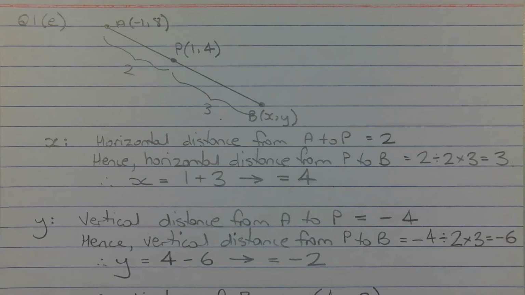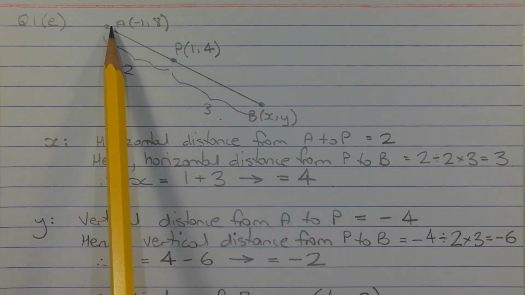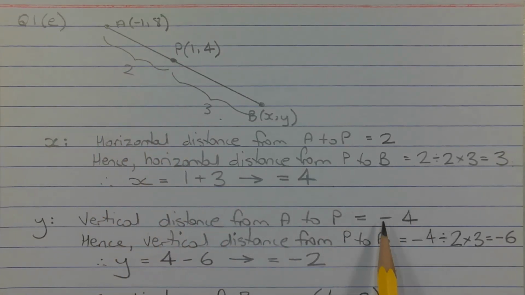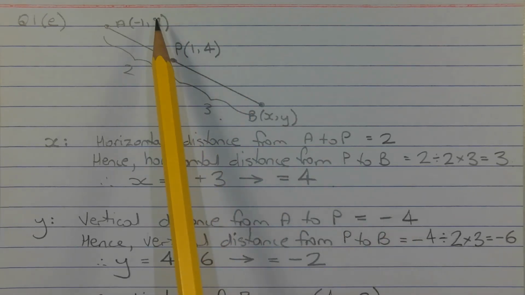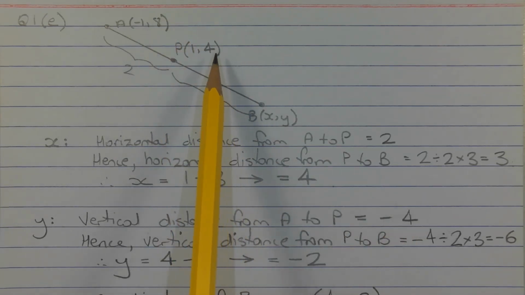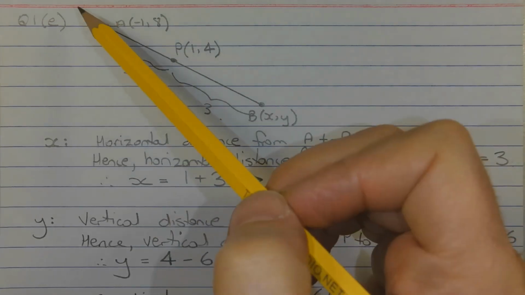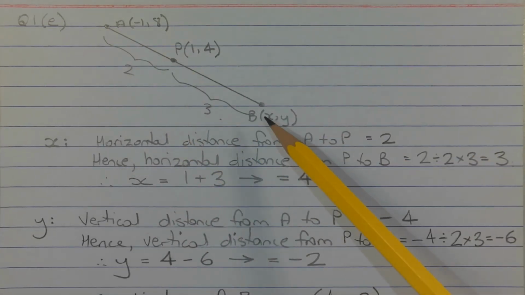We can repeat the process, but in the vertical dimension. So the vertical distance from A to P, so starting here and then dropping down to point P, is -4. So from 8 to 4, we can work that out by doing 4 minus 8, and we get -4. If this was a gradient question, that would be a -4. So the rise would be a negative rise, so it'll be a fall instead.